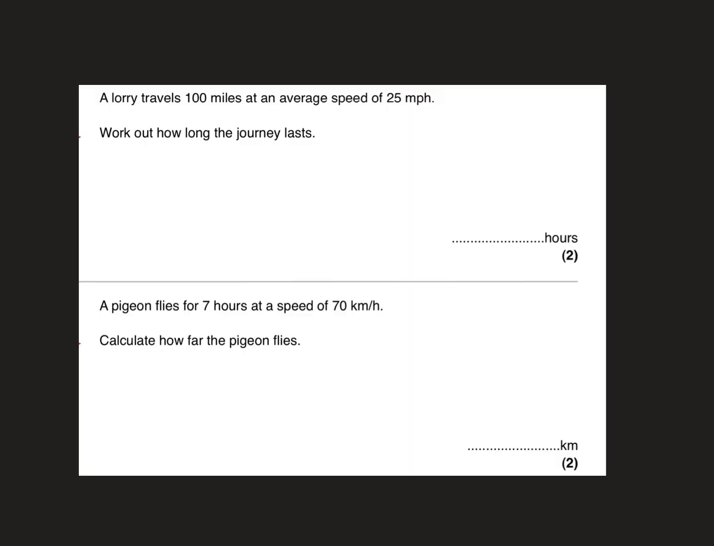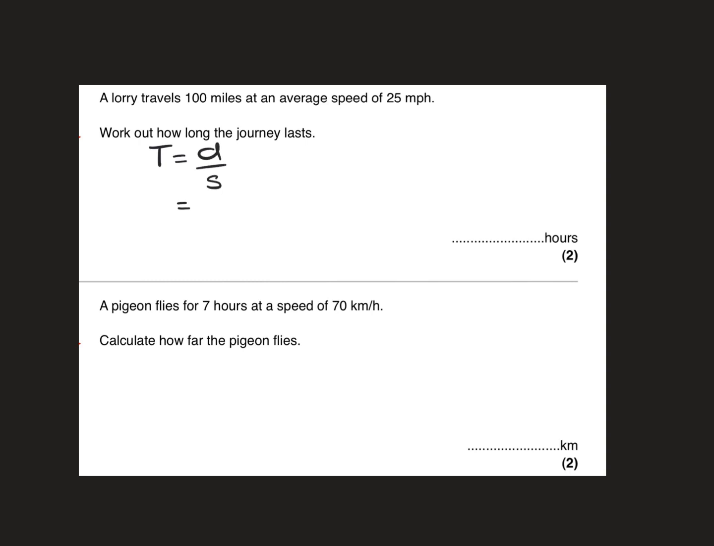Okay, we have a couple of exam questions here to try. The first one here says, a lorry travels 100 miles at an average speed of 25 miles per hour. Work out how long. So that means we're working out time. So time is equal to, if you remember back to your triangle, distance was at the top, speed was at the bottom. So it's a divide, distance divided by speed.